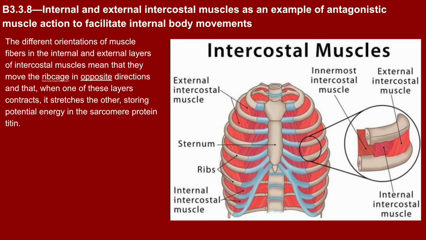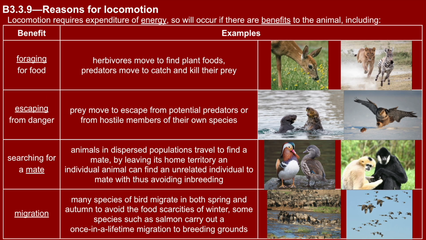Okay, we've already discussed internal and external intercostal muscles, so we're going to go past that. And we're going to talk about some reasons that locomotion exists. It does require expenditure of energy for all that muscle contraction, and so we don't want to just spend ATP without any benefit. So what is the benefit to being able to move? Well, you can forage for food, escape from danger, search for a mate, and migration can occur.